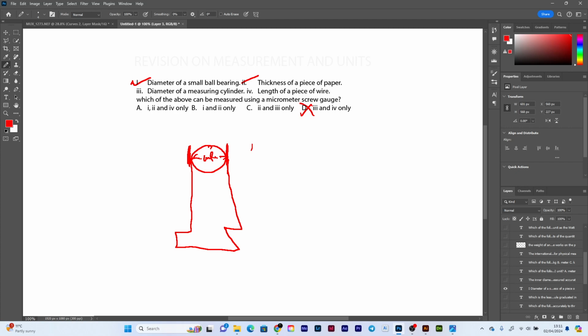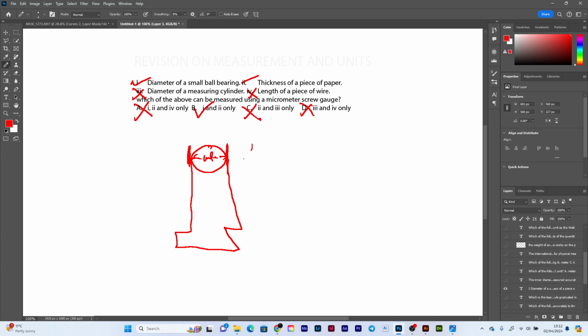So if the question is diameter of a measuring cylinder, you don't know if they are talking about the internal or the external. So automatically, this cannot be part of it because micrometer screw gauge is not used in measuring internal diameter. Length of a piece of wire, of course, you should know that that's meter rule. So this is not going to be part of it. Any option that has Roman figure 3, Roman figure 4 in it should be out. This one is out, and this one is also out. So the correct answer there is B.